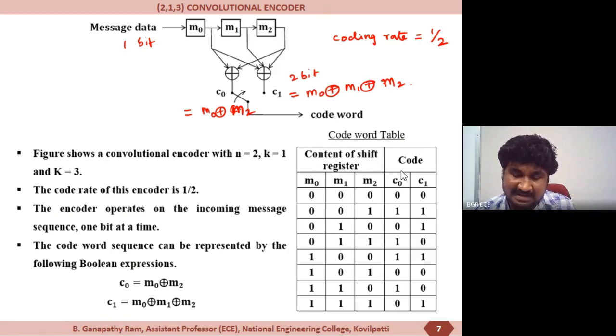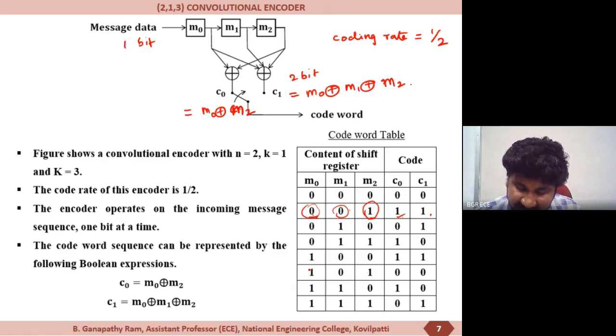So we have 8 different possible contents of the shift register, which produce the code words correspondingly. Let us assume 0, 0, 0; both the code words will be 0, 0. If it is 0, 0, 1, C0 will be M0 XOR M1, and C1 will be the combination using modulo-2 logic, so 0, 1, 1.